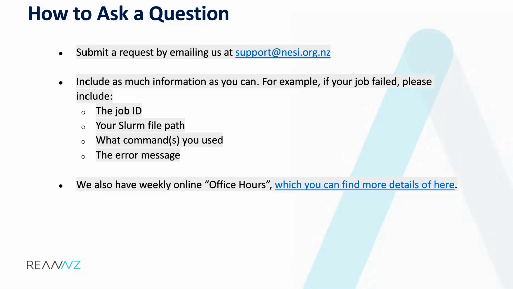And finally, when you do have any problems or questions and you wish to send an email to us at support@nesi.org.nz, please try to include as much relevant information in your email as possible, as the more information you include, the less back and forth will be required and the faster we can resolve the problem. The most important information to include in your emails includes, but is not limited to, the job ID, the path to your Slurm file and the job output files, the list of commands you used, and the error message.